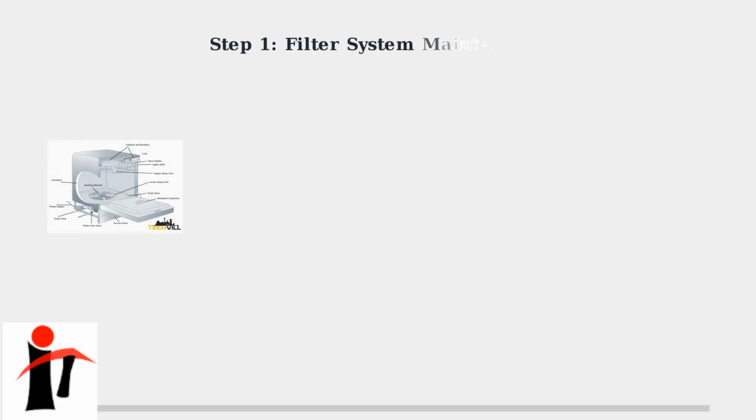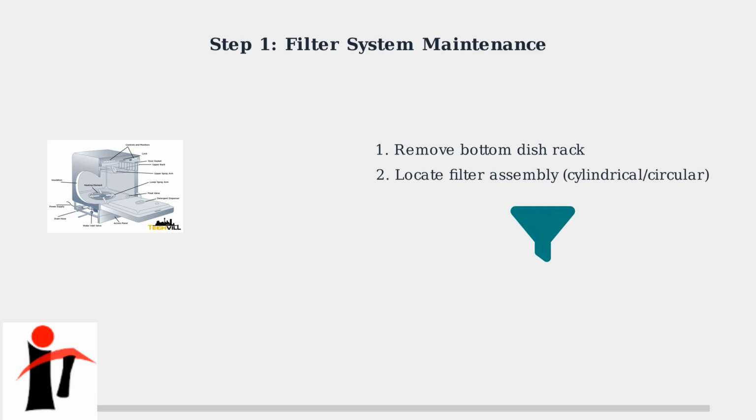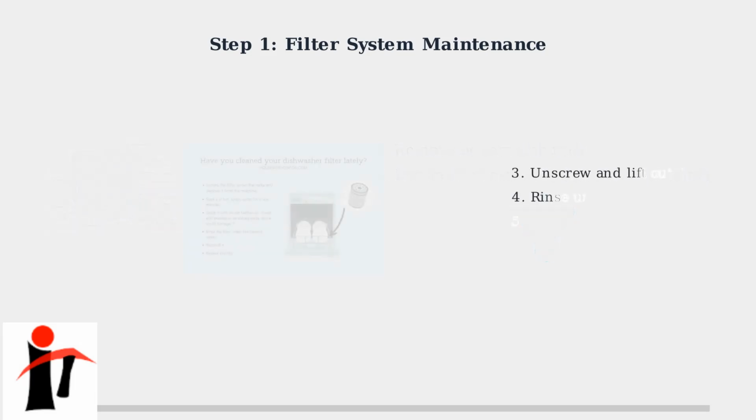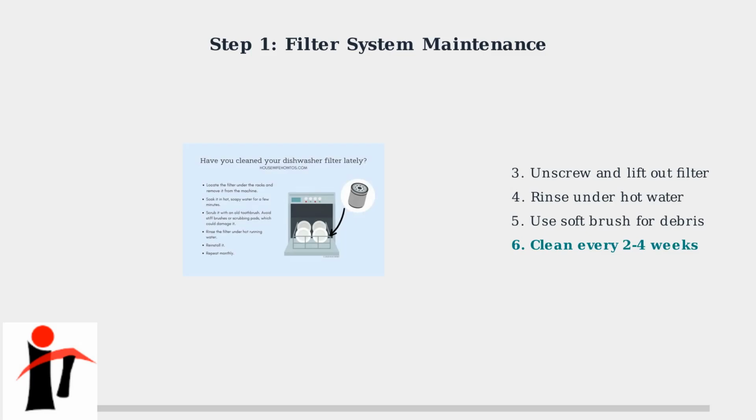The first and most important step in troubleshooting drainage issues is proper filter system maintenance. This simple procedure can resolve most drainage problems. Start by removing the bottom dish rack to access the filter assembly. The filter is typically located at the bottom of the dishwasher tub and appears as a cylindrical or circular component. Carefully unscrew and lift out the filter assembly. Rinse it thoroughly under hot water using a soft brush to remove all food particles and debris. This cleaning should be done every 2 to 4 weeks for optimal performance.